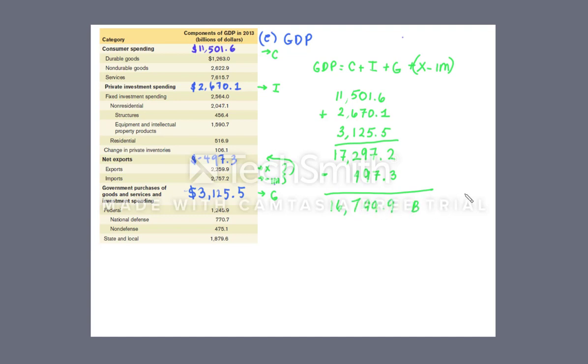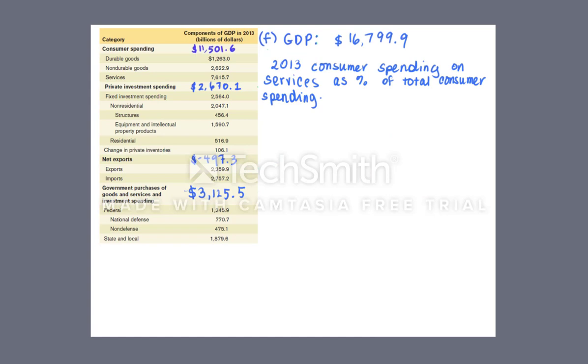And Part F asks us to calculate 2013 consumer spending on services as a percent of total consumer spending. So, hold on one second, let me get my pen in order here. Okay, there it is. Sorry.